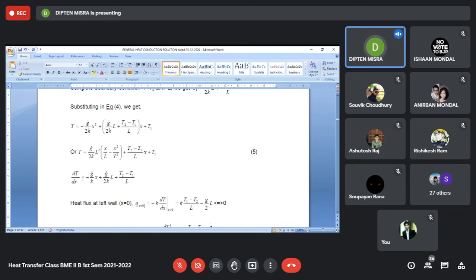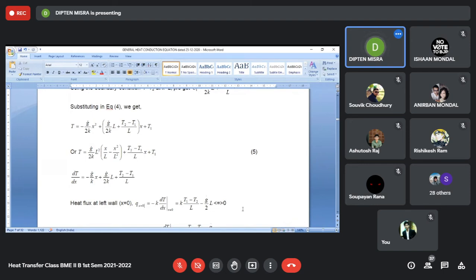If you multiply this with minus k, the minus becomes plus and k cancels. At x equal to 0, the whole term cancels. And again, if you multiply this with minus k, it becomes minus g dot L by 2. And here, if you multiply with minus k, it becomes k into (T1 minus T2) by L. So it becomes k into (T1 minus T2) by L minus g dot L by 2.